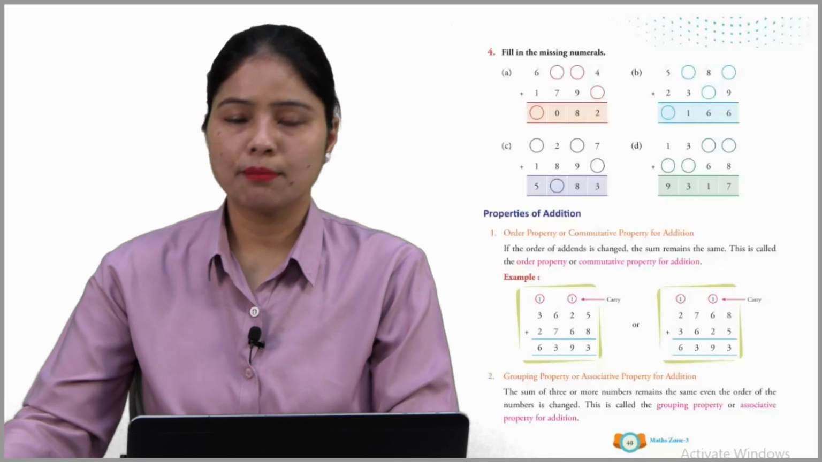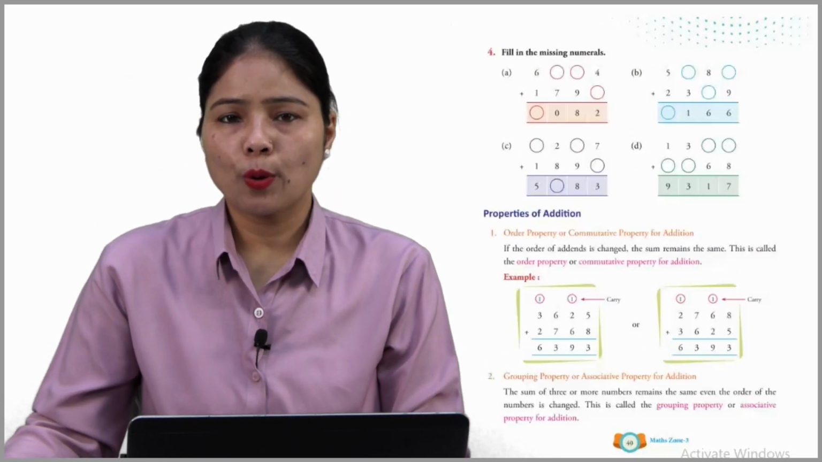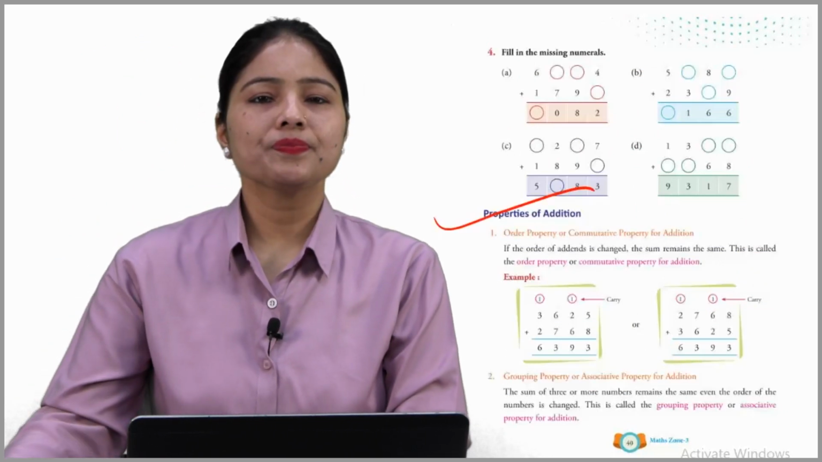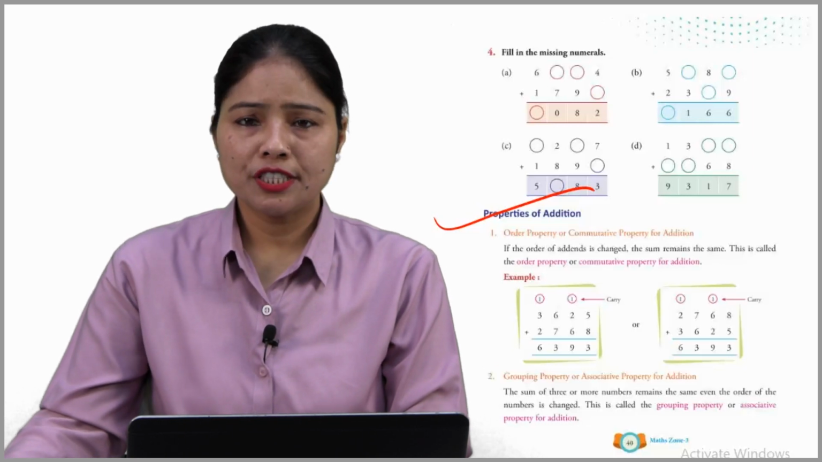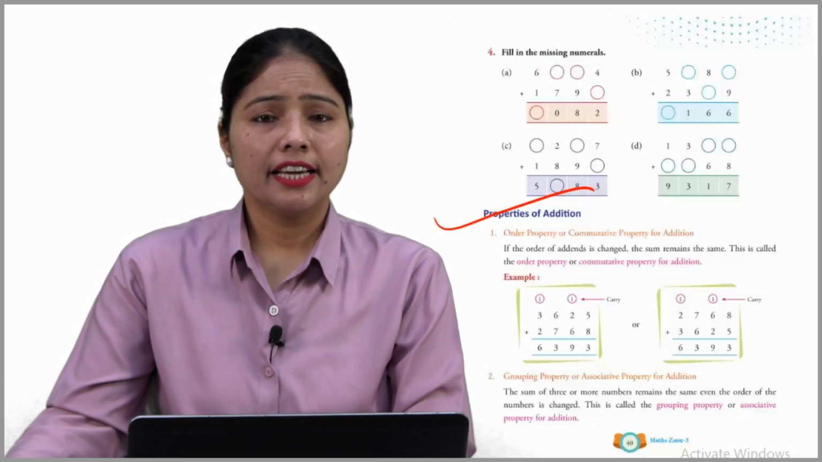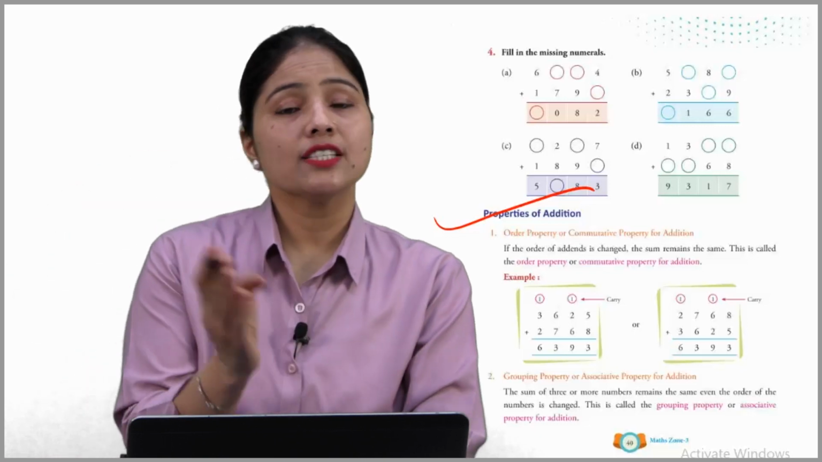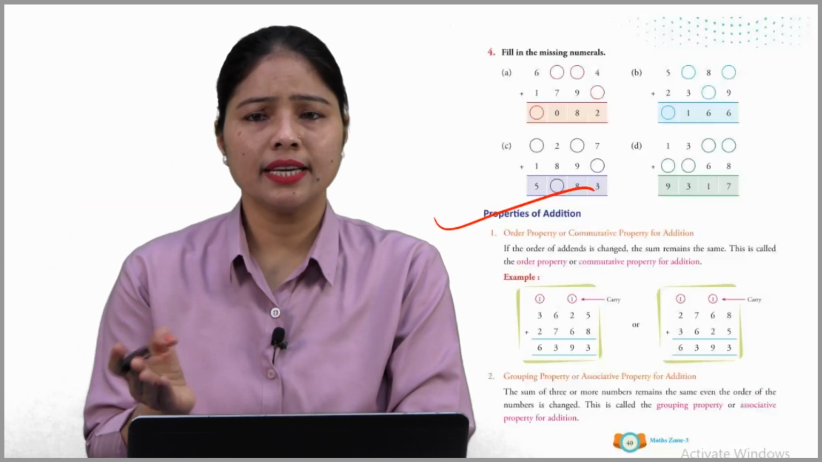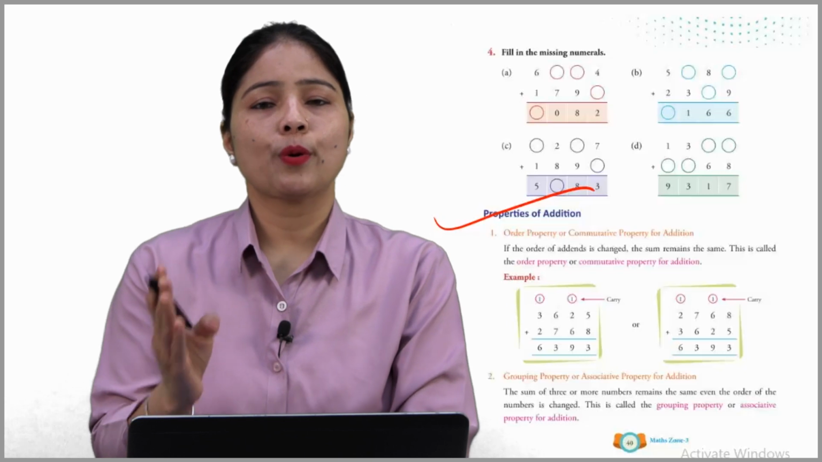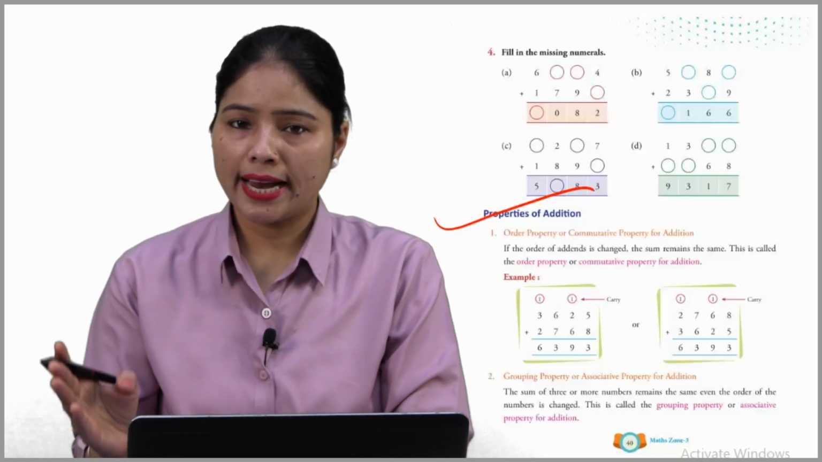Now move on to question numbers. Next topic: properties of addition. Order property or commutative property for addition. If the order of addends is changed, the sum remains the same. This is called the order property or commutative property for addition.